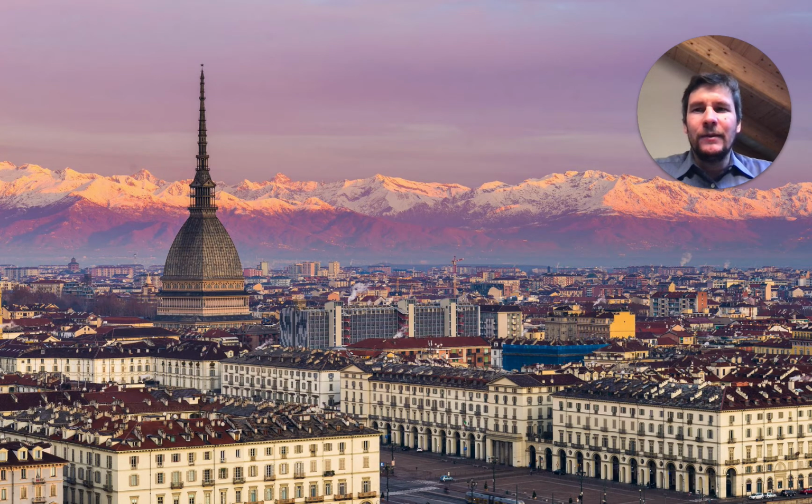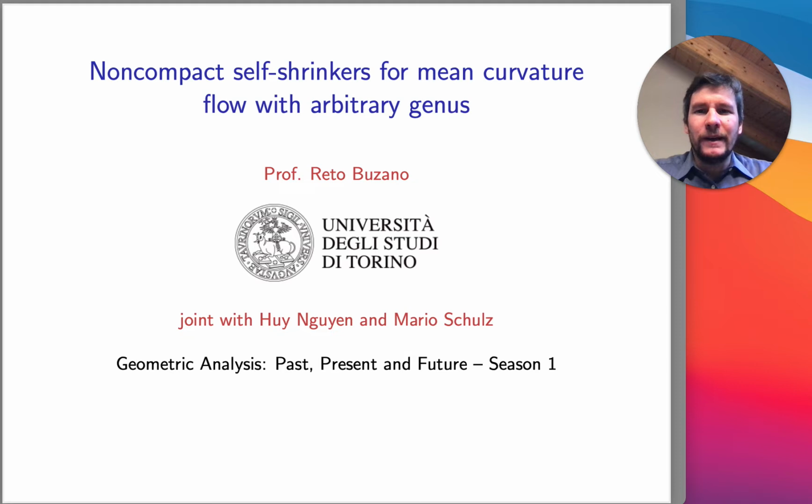And today I'm going to talk about non-compact self-shrinkers for mean curvature flow with arbitrary genus. This is joint work with Huy Nguyen, who is currently at Queen Mary University of London, and a former postdoc of Huy and mine, Mario Schulz, who is currently a postdoc at the University of Münster.